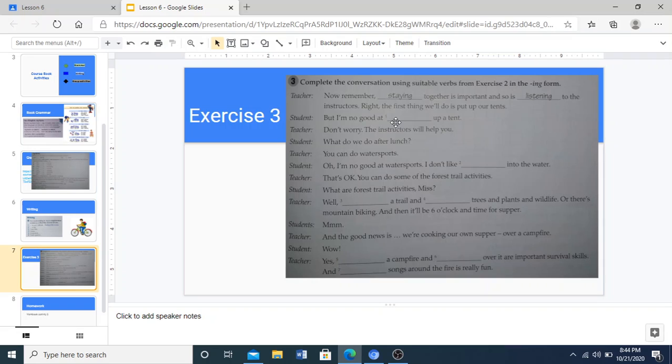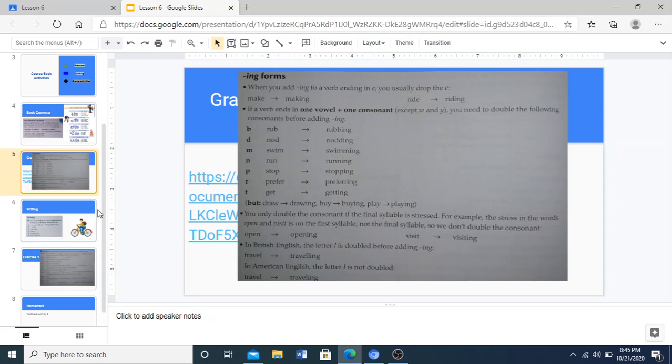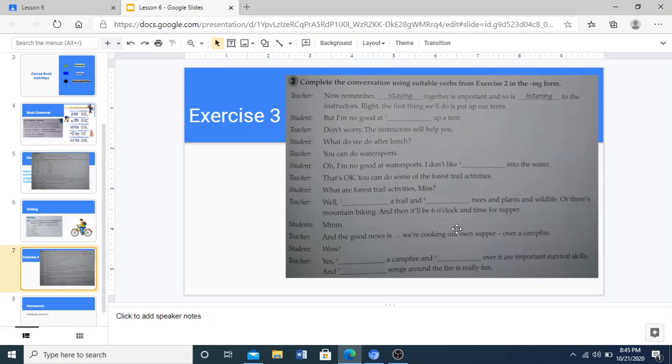So you find the word that best completes this from exercise 2, from these words here. Of course, you put them here and just check your work in exercise 2 in your book and complete these sentences, this conversation, with it. But I'm not good at dash up a tent.